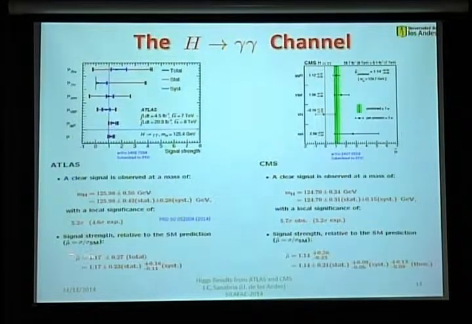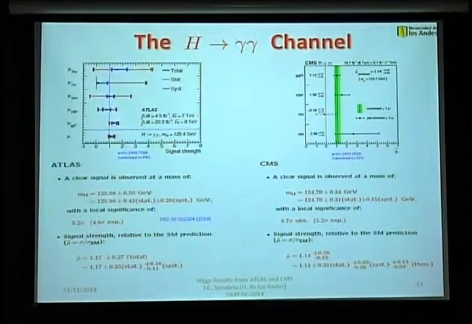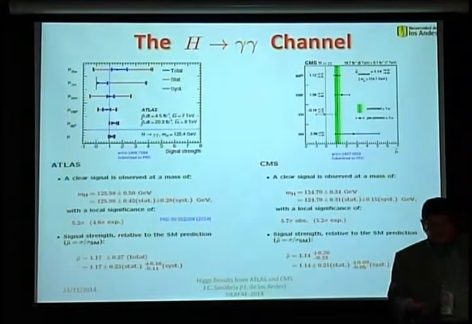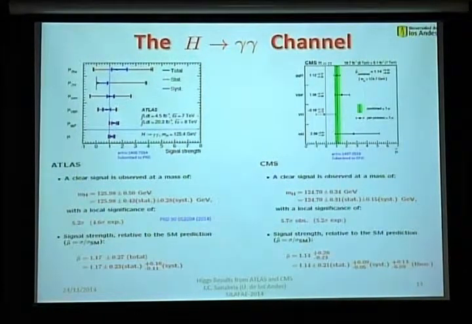And the strength of the signal, which I remind you is defined as the actual cross-section, let's call it, that was measured divided by the expected cross-section from the standard model, gave a value of 1.17 in the case of ATLAS and 1.14 in the case of CMS.